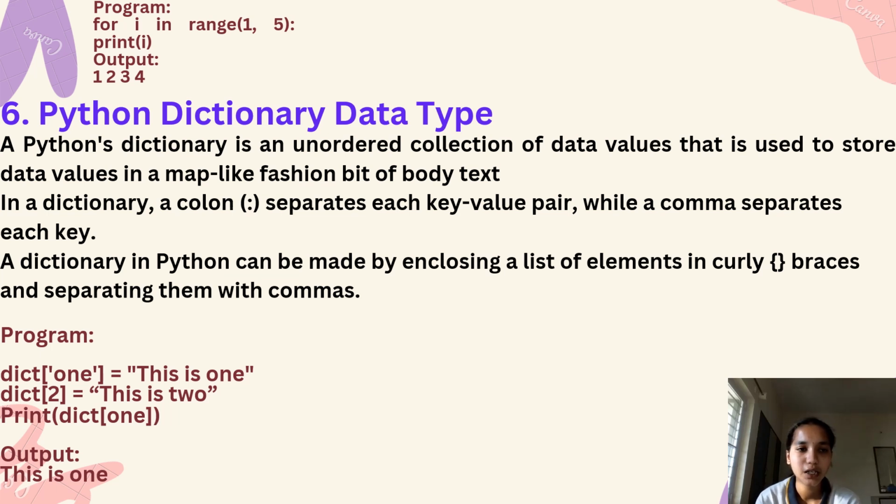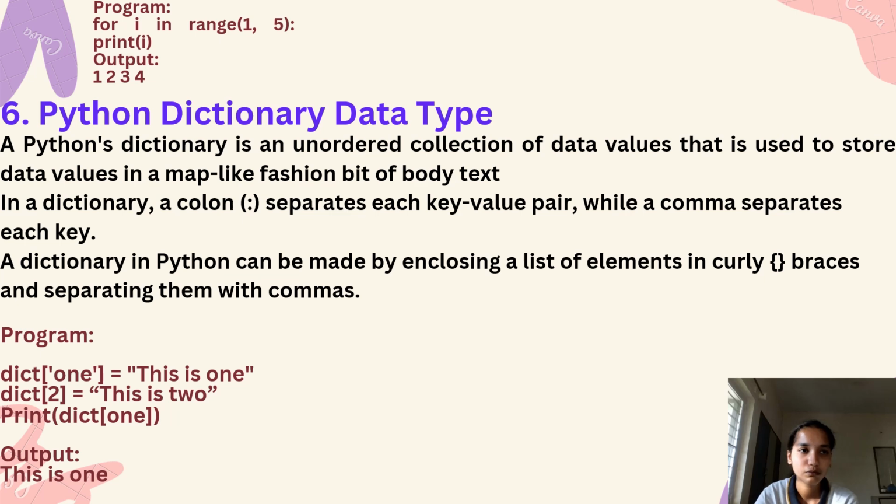Sixth, dictionary data type. A Python dictionary is an unordered collection of data values that is used to store data values in a map-like fashion. In a dictionary, a colon separates each key and value while a comma separates each pair. A dictionary in Python can be made by enclosing a list of elements in curly braces and separating them with commas. Program: dictionary1 = this is 1, dictionary2 = this is 2. Print dictionary1. Output: this is 1.